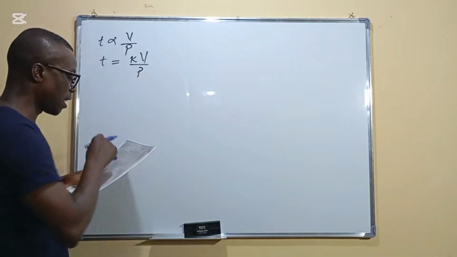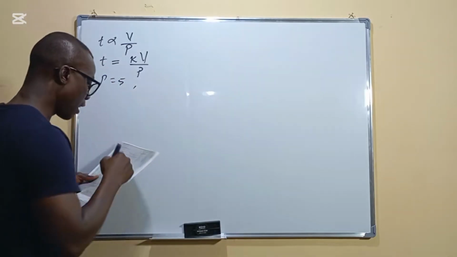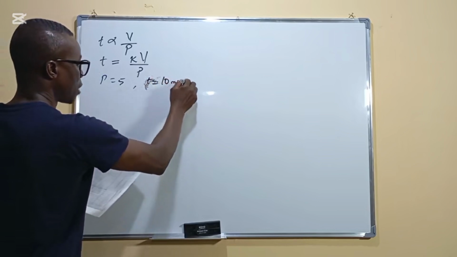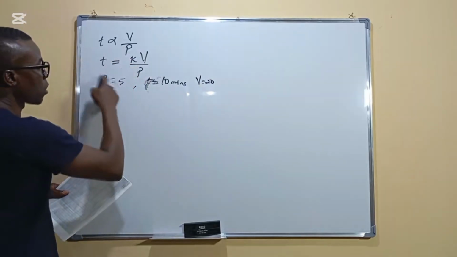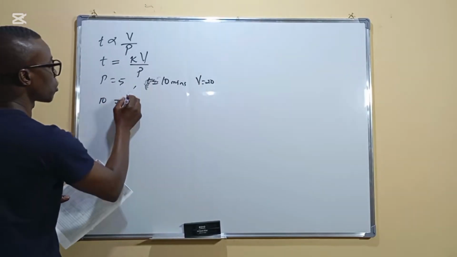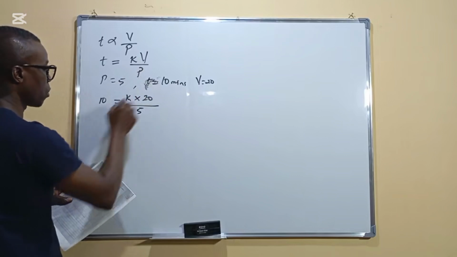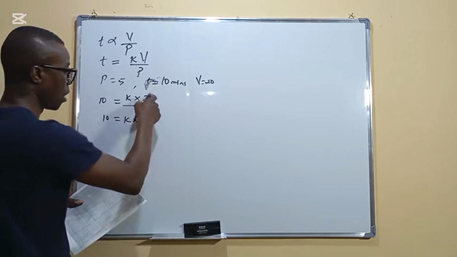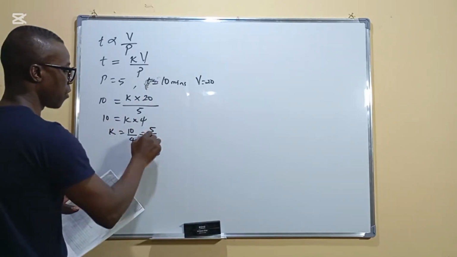So they said in a station with 5 pumps, that is, we have P equal to 5, and then they said it took 10 minutes, so T is equal to 10 minutes. And then we also have the number of vehicles to be 20. So we are going to plug it in here. We have 10 equal to K times V, which is 20 over 5. So we have 10 equal to K times 4, because 5 goes into 20 4 times, until we're left with K equal to 10 over 4, which is the same as 5 over 2.